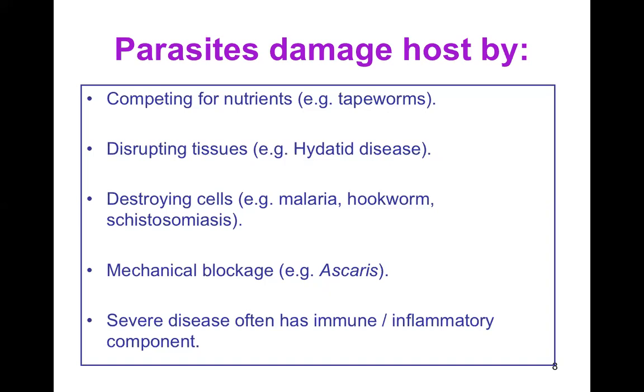Hydatid disease is caused because of the disruption of the tissues. And this is also a manifest of the tissue damage in the parasitic infections. I've mentioned to you about the destruction of the cells, the red blood cells, because of malaria. You also have hookworms and schistosomiasis, which can result in the destruction of the target cells.